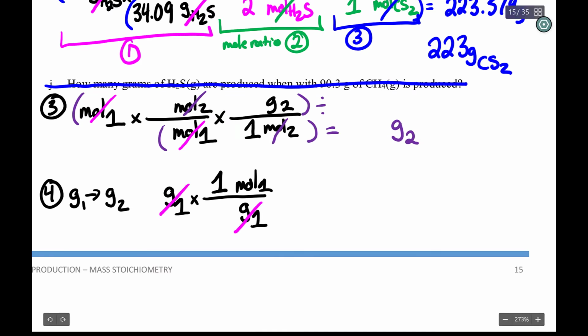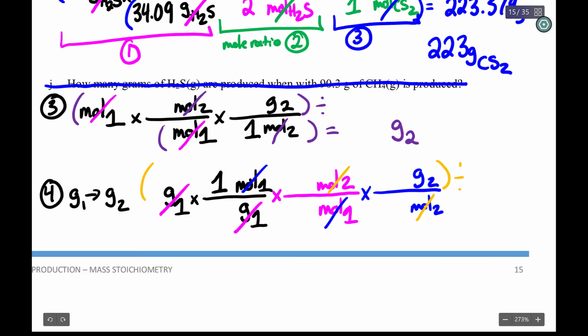Then I need to do a mole to mole ratio, so I can convert moles of 1 to moles of 2 using a mole to mole ratio. This will cancel out moles of what I started with. And then in my last fraction, I will convert moles of 2 into grams of 2, canceling out the unit of moles of 2. Everything on top divided by everything on the bottom, and you'll get your answer in grams of 2.